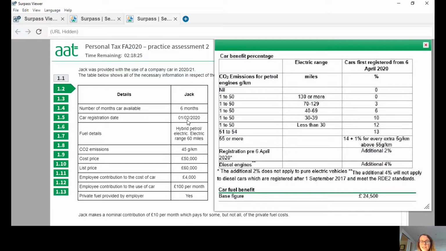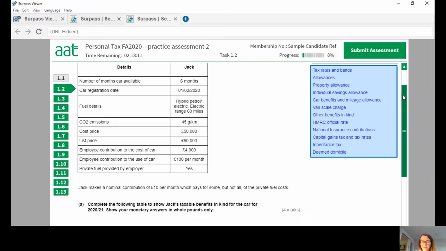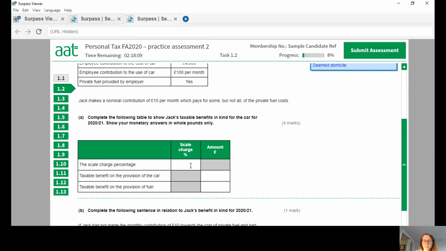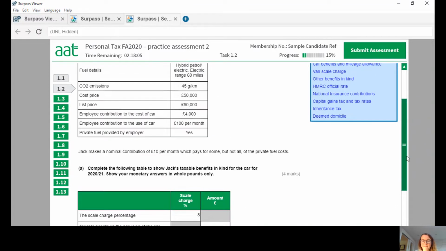And then we need to check whether we have to add the extra 2. So the car is registered before the 6th of April. So yes, we do have to add the extra 2%. So 6 plus 2 gives us a percentage of 8%. Okay, so let's put that into the answer. Taxable benefit on the car.